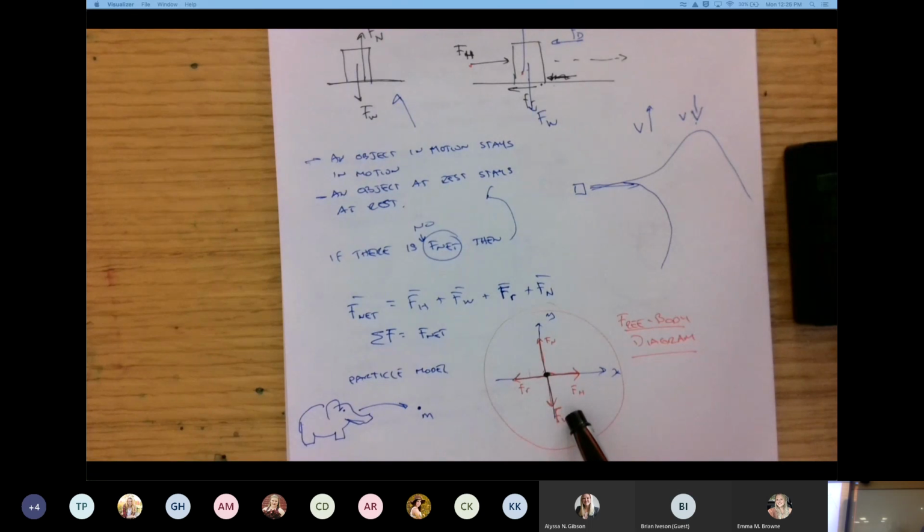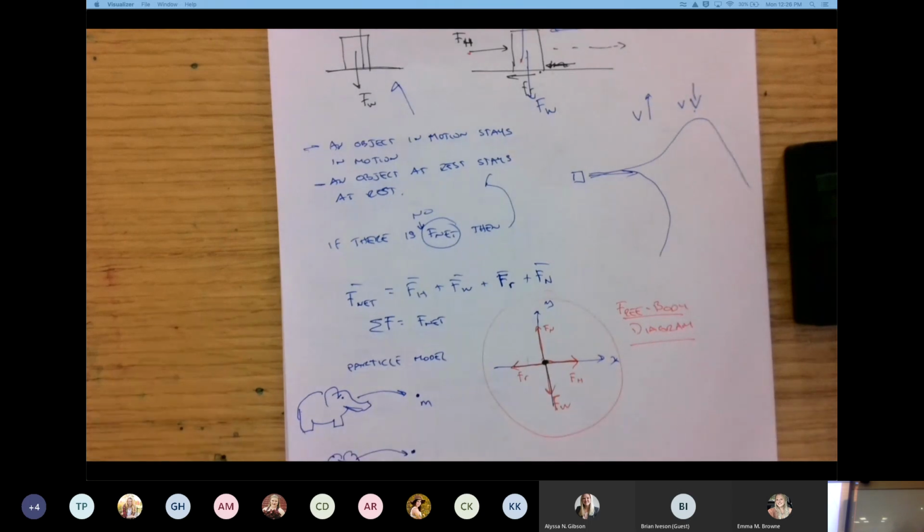The algebra, the math is tedious, but once you get used to it, it's just repetitive and then you can get it. But if you get this wrong, then everything is going to be for nothing. So I'm going to be very annoying, and I'm going to ask you to do the free body diagram every single time. Okay? So far, so good?